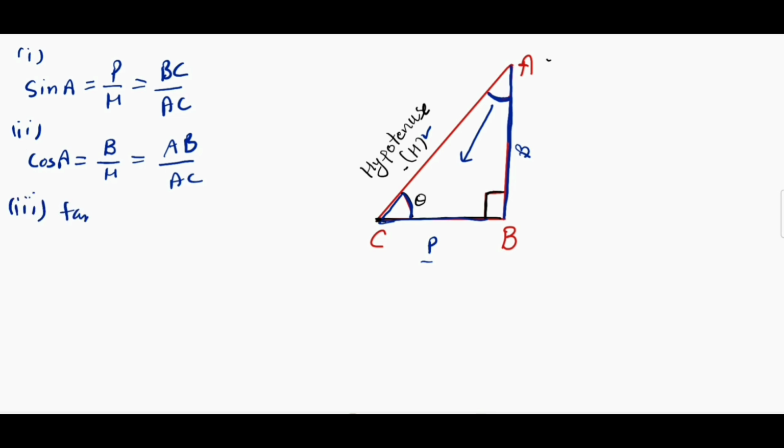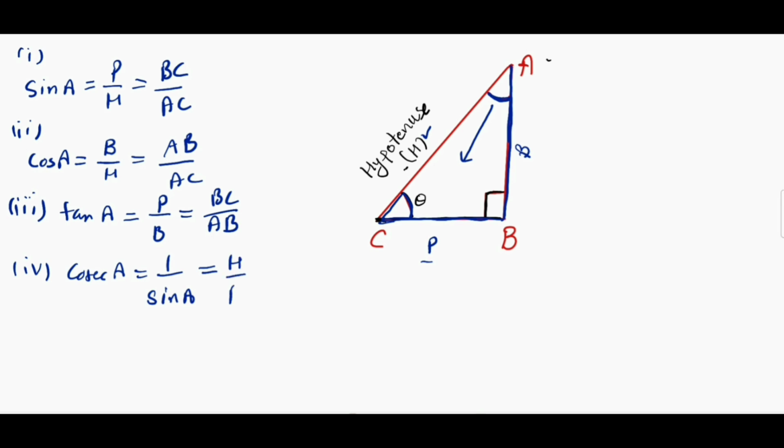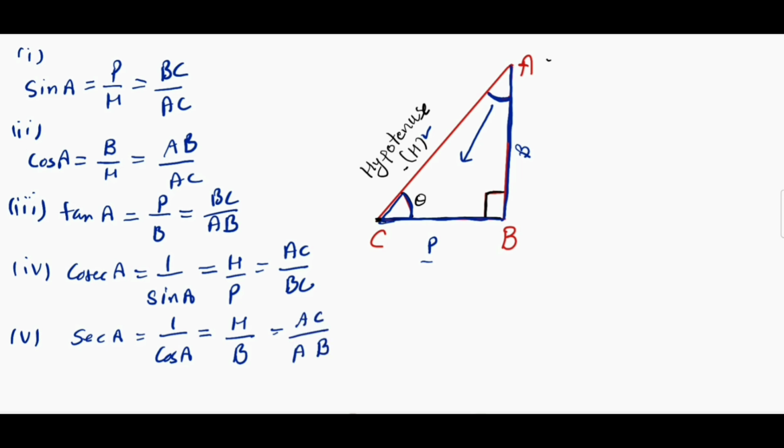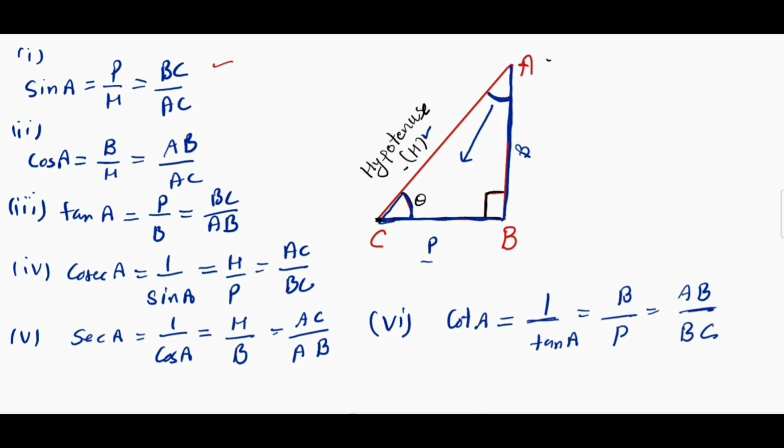And third, we have tangent A, which is equal to perpendicular divided by base. The perpendicular here is BC divided by AB. The other one is cosecant A, equal to the reciprocal of sin A, which is H upon P, equal to AC divided by BC. Fifth is secant A, equal to the reciprocal of cos A. So this will be hypotenuse AC divided by base AB. And sixth, we have cot A, the reciprocal of tangent A. So this will be equal to base divided by perpendicular, which is AB divided by BC. So like this, all the ratios will change now.